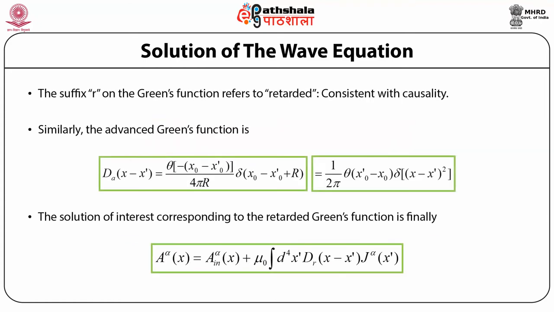Here the suffix r on the Green's function refers to retarded. This Green's function is called the retarded or causal Green's function because the source point time x naught dash is always earlier than the observation point time x naught. This is in accordance with causality, one of the fundamental principles of physics, which states that cause always precedes the effect. So we had chosen the contour to be slightly below the real axis.